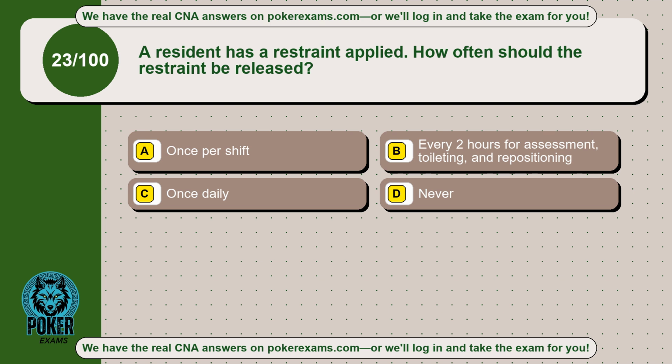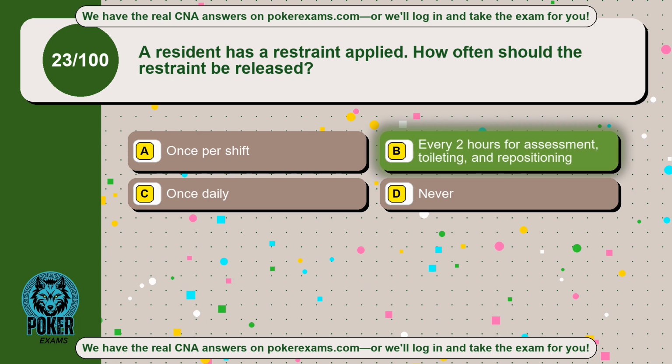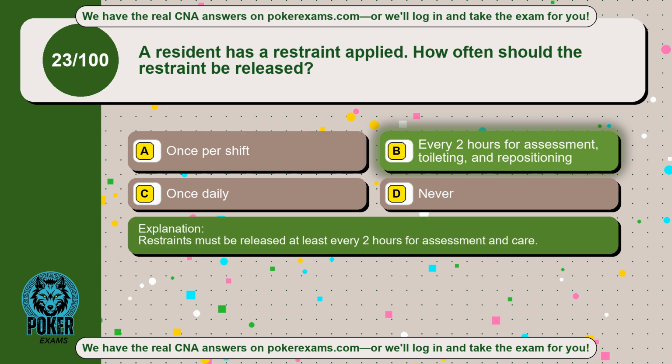The correct answer is option B. Every 2 hours for assessment, toileting, and repositioning. Restraints must be released at least every 2 hours for assessment and care.